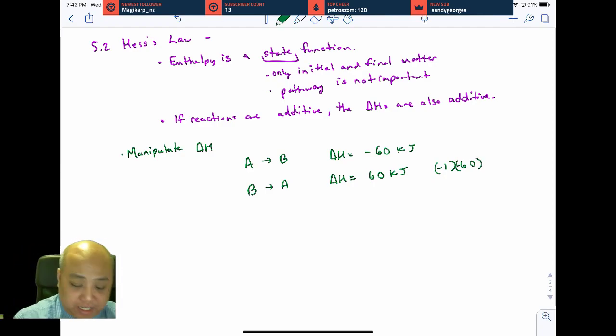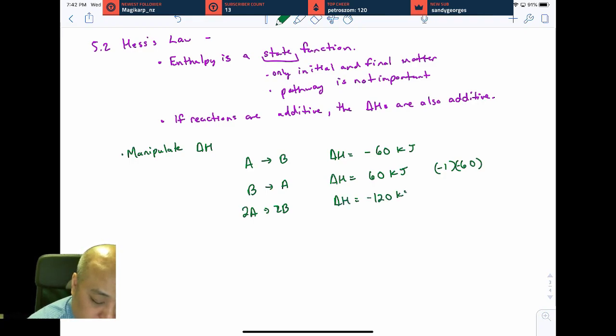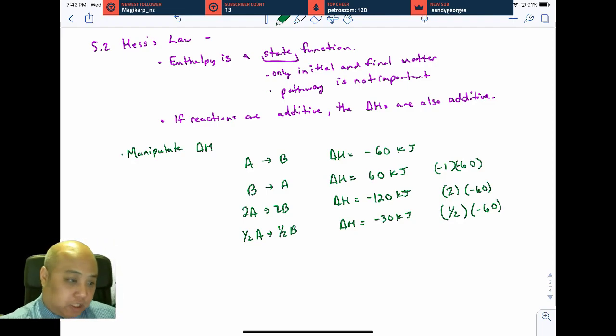Okay. If I double the reaction, I'm also doubling the heat. So delta H is equal to -120 kilojoules, because I did 2 times -60. If I have half the reaction, then it's the same concept. It's -30 kilojoules. So whatever you do to the reaction, you must do to the delta H as well.